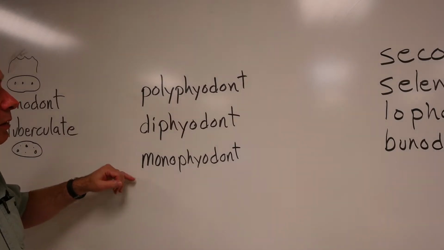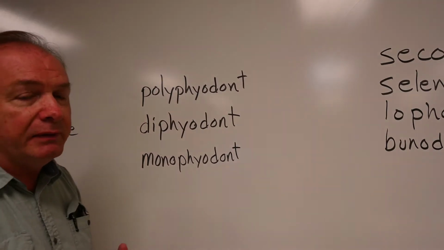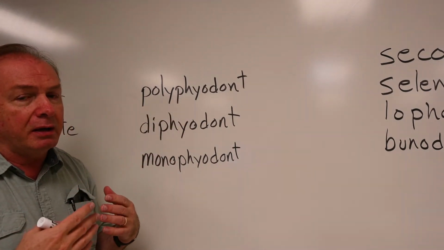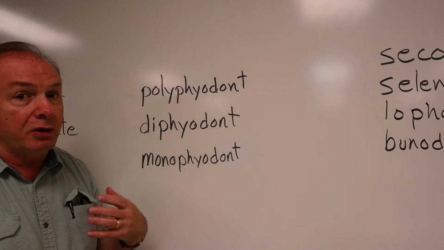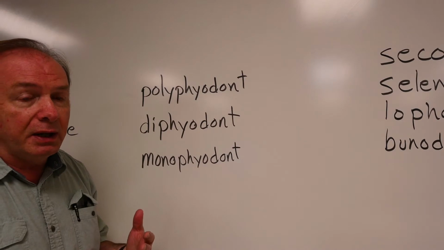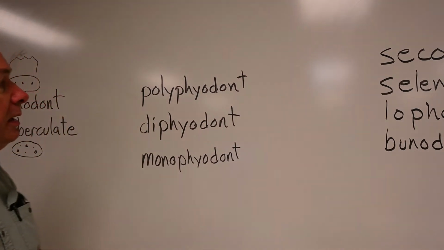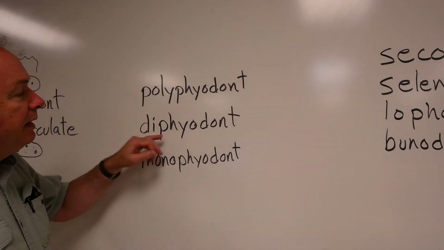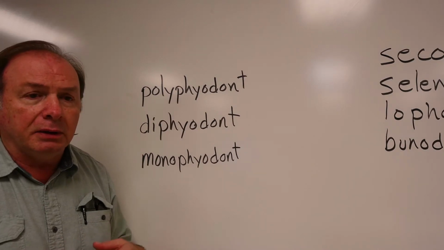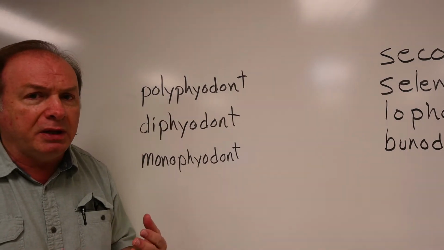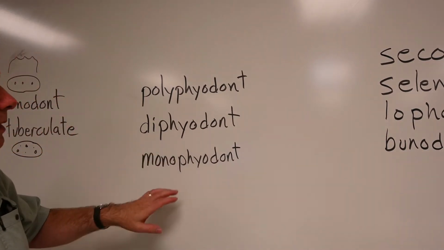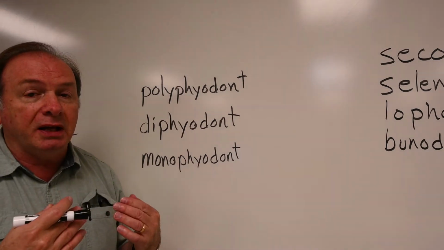Polyphyodont, diphyodont, and monophyodont. This has to do with the number of sets of teeth that an animal will have. If it's polyphyodont, then it replaces its teeth on a regular basis. We think of sharks and crocodilians and other reptiles as being polyphyodont. They often replace teeth. One would fall out, a new one will grow in, so they're always replacing their teeth. Diphyodont, 2 sets of teeth. That's like humans. We have our milk teeth, deciduous teeth, or baby teeth that are lost, and then we grow our permanent teeth, our second set. So we're diphyodont. Monophyodont means you just get 1 set of teeth.